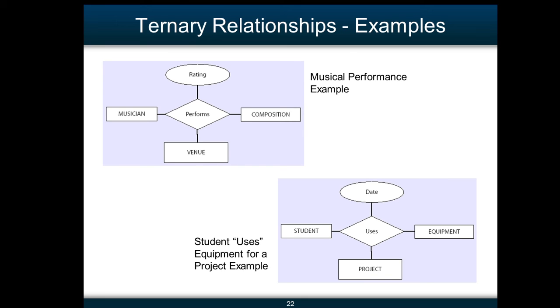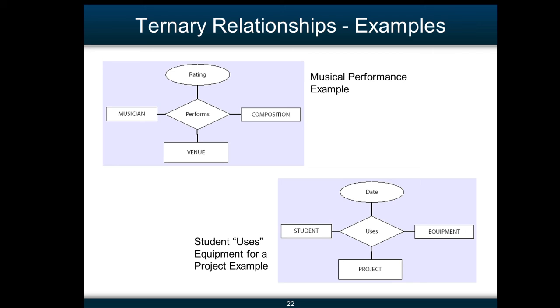Next, we have a ternary relationship. There are three entities. In the first example, we have musician, composition, and venue. The relationship of the three entities is performs. Here, you don't need to specify the maximum and the minimum cardinality if it is a ternary relationship. Next, the relationship performs has an attribute, rating.